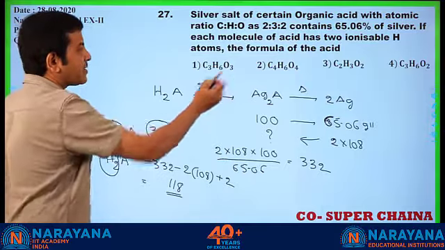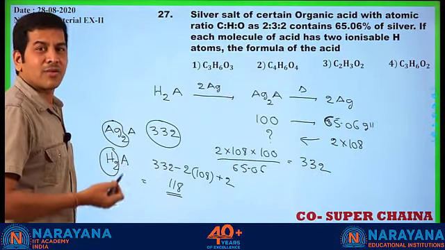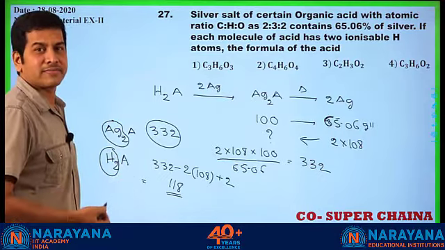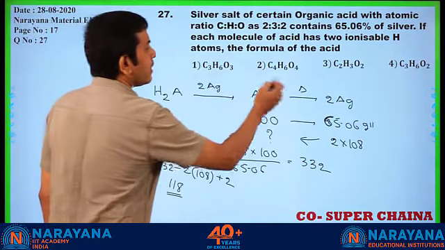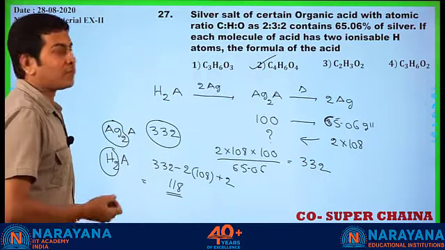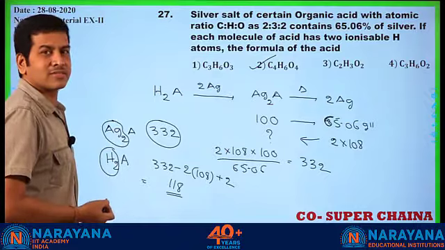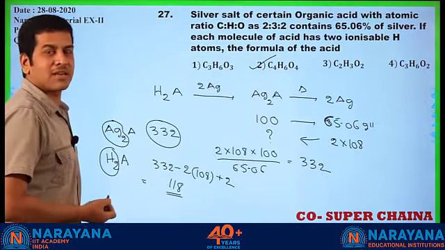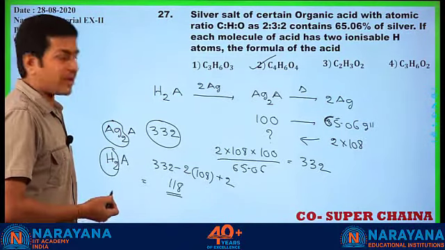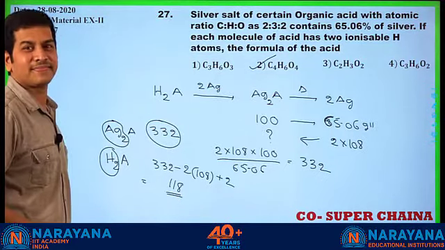So verify in these 4 options which molecule has 118 molecular weight. Option 2 is correct. Option 2 has 4 carbons, 4 into 12, plus 6 hydrogens, 6, plus 4 oxygen atoms, 4 into 16. Then finally you will get 118. Then option 2 is correct.